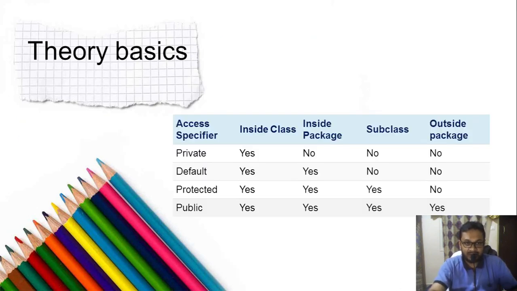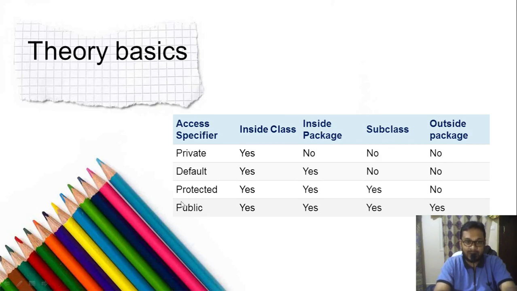So we have the basic limits of these access modifiers. When it is private, it is only used inside the class. Outside of the class, a private variable or a private method cannot be used. The subclass cannot use it. Outside the package, there is no way, definitely. If it is not accessible inside the package by other classes, then how can it be accessed outside the package?